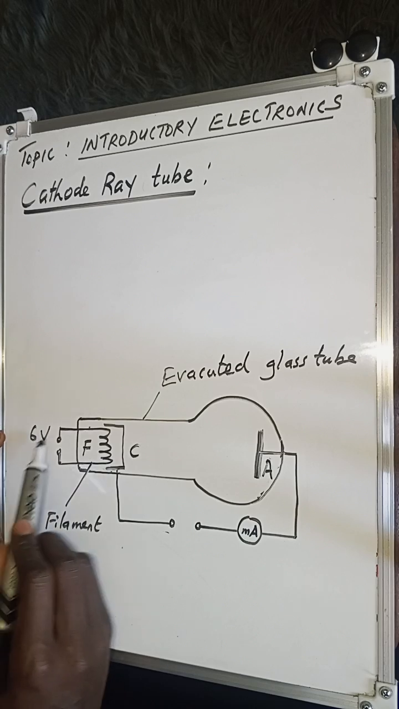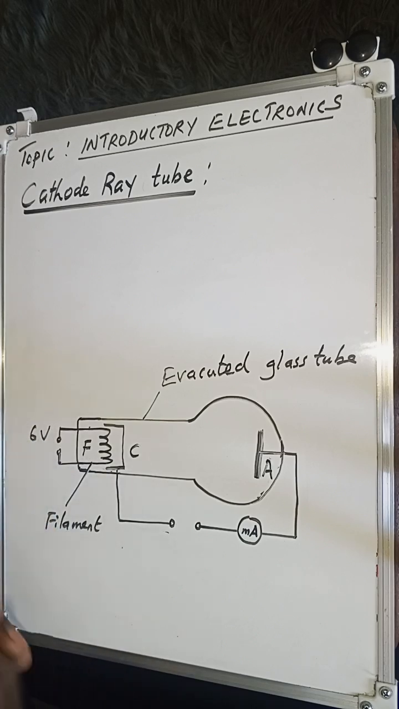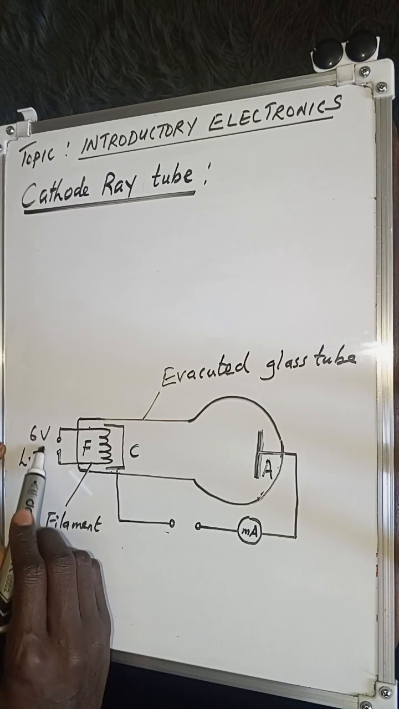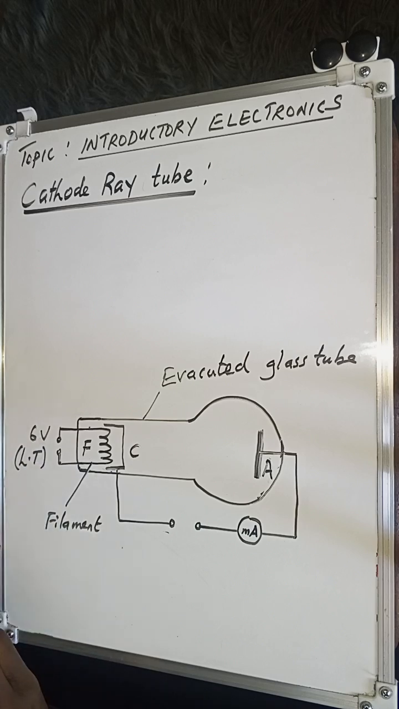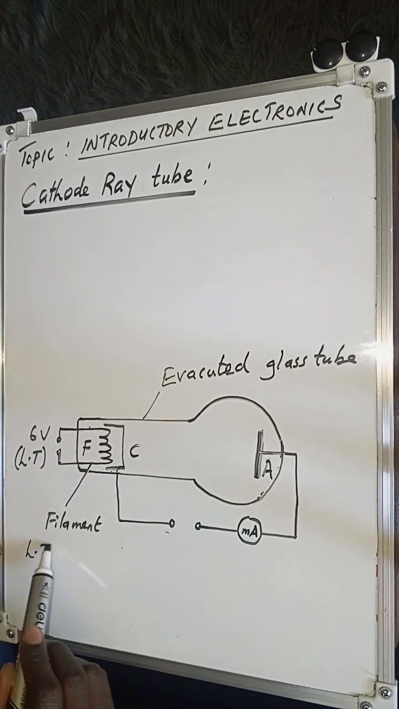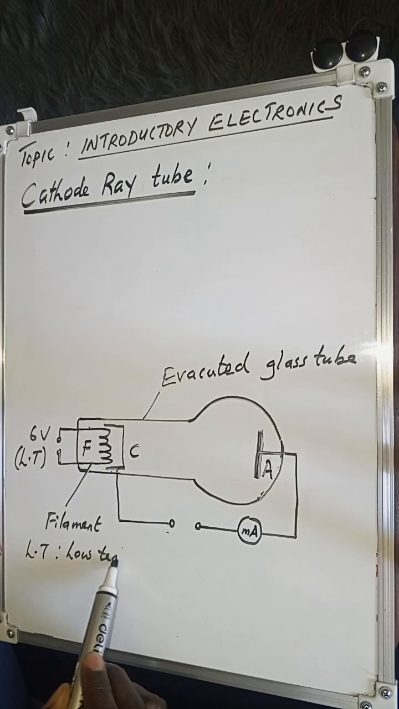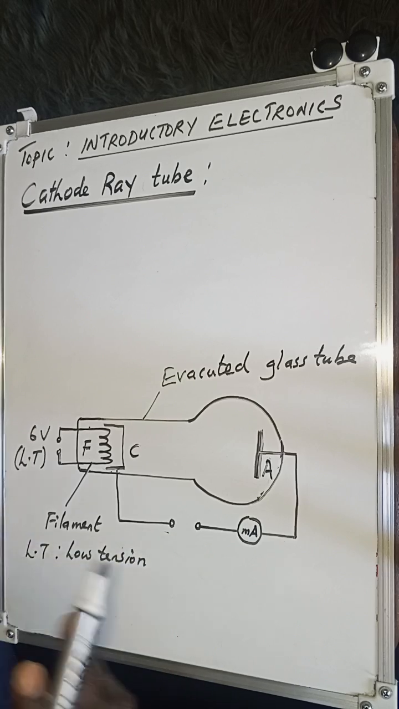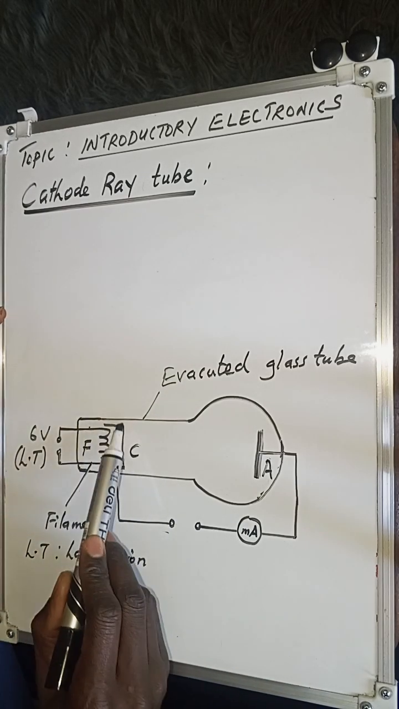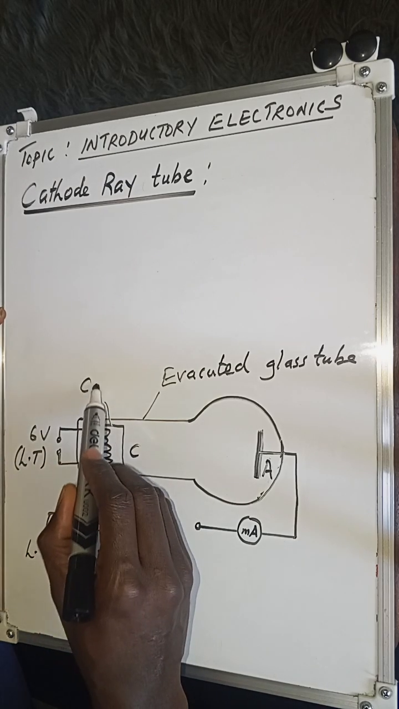Now, this 6-volt power supply is sometimes called a low tension. So I'm just going to say LT. So that 6-volt supply can also be called a low tension. My LT there stands for low tension because it is being supplied at a lower voltage. Then surrounding the filament is what we are calling the cathode.